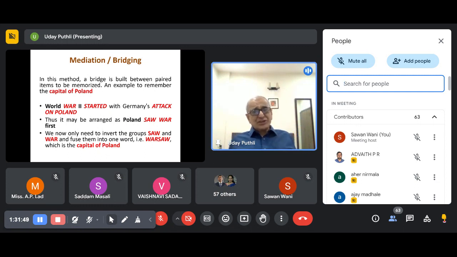Here is another one which is called mediation. It's also called bridging. That is, two sets of words, we are building a bridge between them. Now, here's an example given. Say you want to remember which is the capital of Poland for your geography class. You can do that for any other thing also. This is just one example.